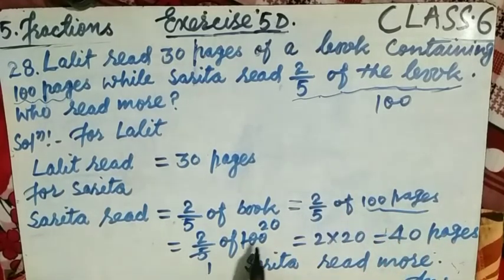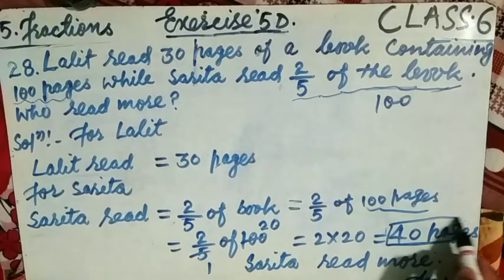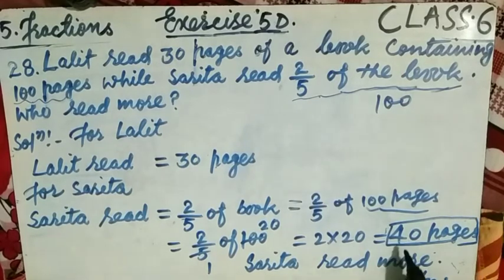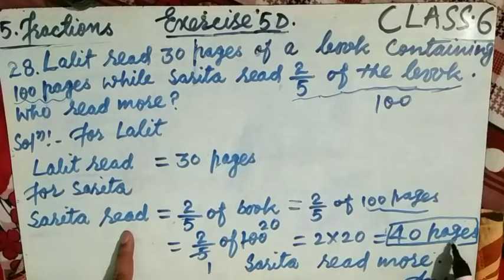2 by 5 of 100 means 5 under 5, and 5 twenties get cancelled to 100. 100 is easily divided by 5. So here 2 of 20 means 2 multiplied by 20, so 2 multiplied by 20 becomes 40 pages. Here have a look, the resultant value for Sarita: Sarita read 40 pages.